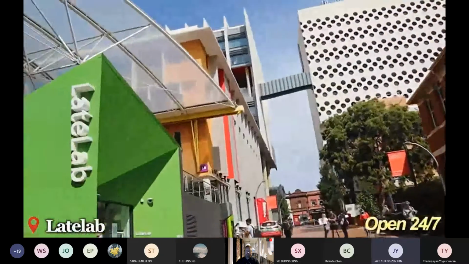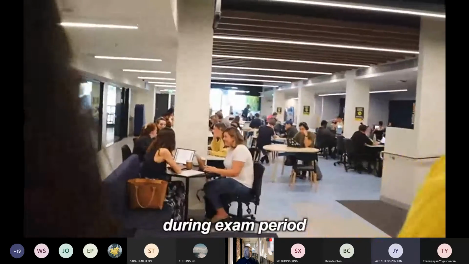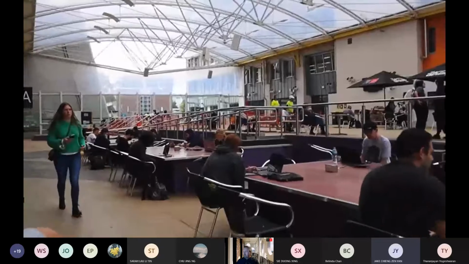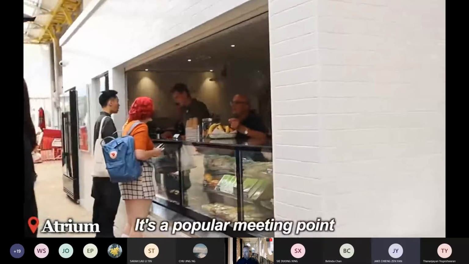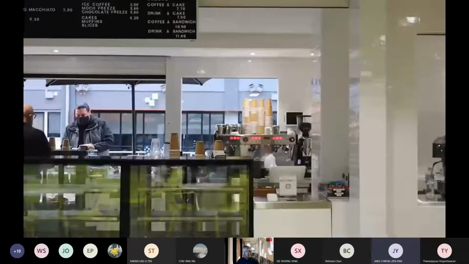Okay, so the late lab is open 24/7. This will literally be your second home during exam period. There are vending machines, so you can get some late night snacks with friends. Above the late lab is the atrium. It's a popular meeting point, like the clocks at Flinders Street Station, but Swinburne's version of that.